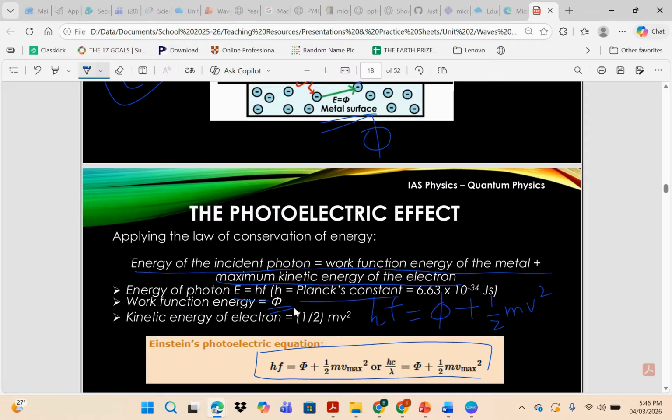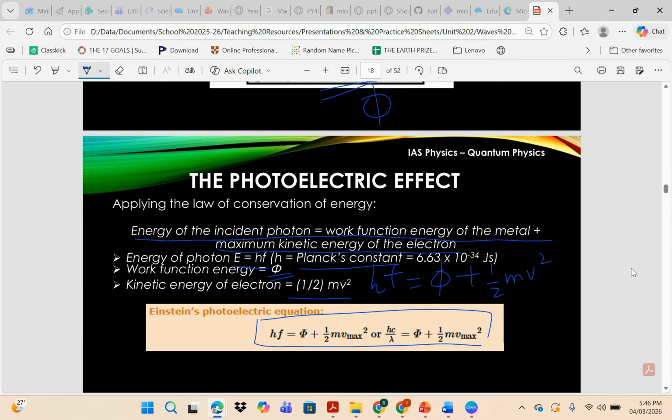Work function energy is represented by the symbol phi. And by the way, in the entire equation, each of these quantities is energy, so has the unit of energy, which means it could be joules, or there is an alternative unit of energy that we will soon study called electron volts. The kinetic energy of electrons is given as half mv squared. Now, this is how the equation looks: hf equals phi plus half mv squared.